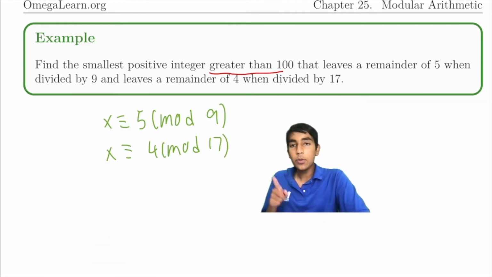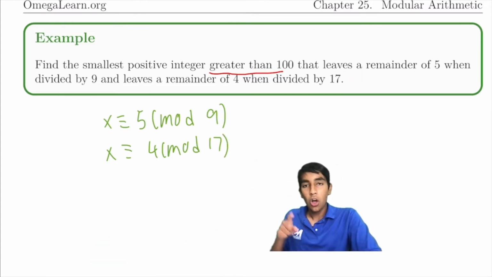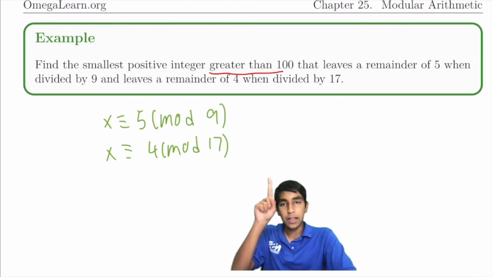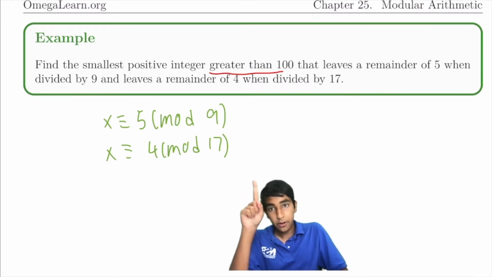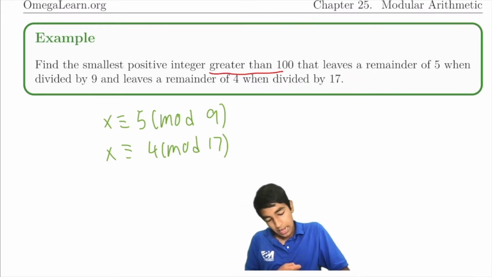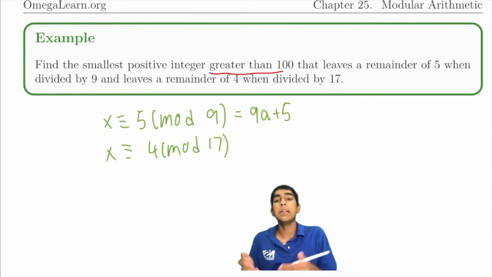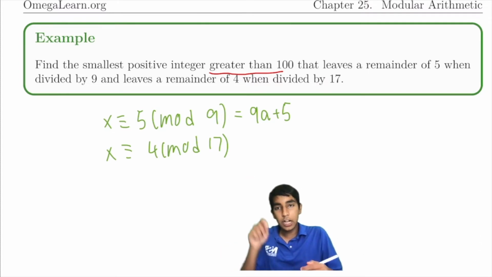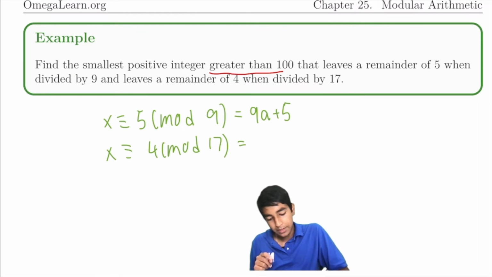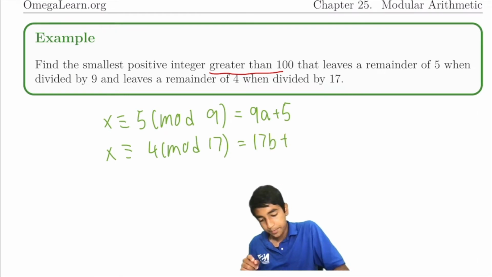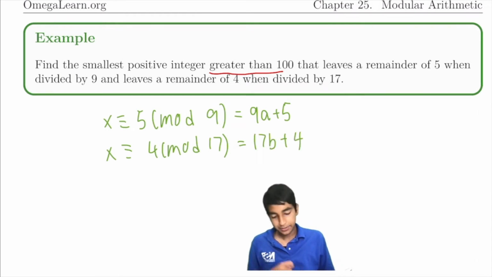So what do we do with these mod conditions over here? The first step, we write them algebraically, and that's what we're about to do. The first condition algebraically is something like 9a plus 5, right? Because it's a multiple of 9 plus 5. So 9 times anything plus 5. The second condition algebraically is something like 17b plus 4, right?